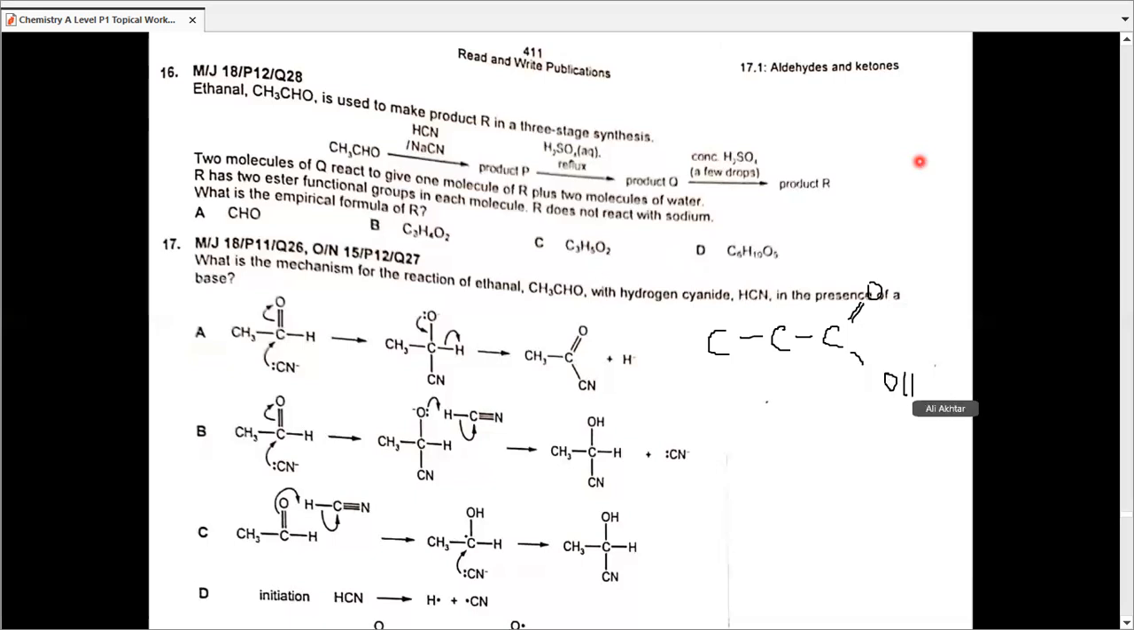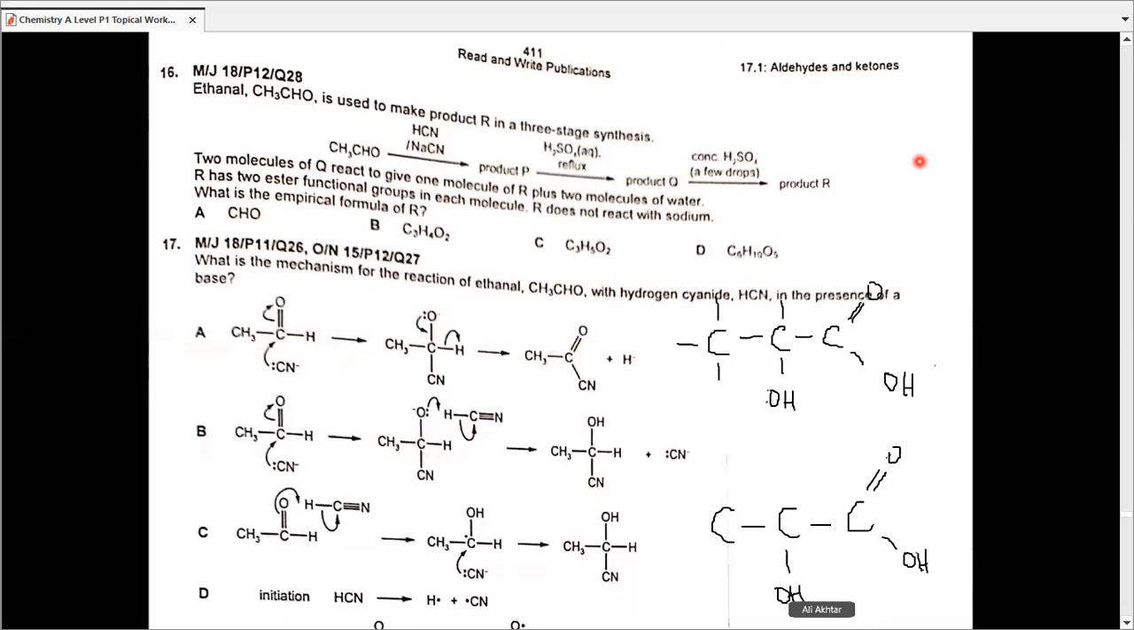And the rest, hydrogen is attached. Understandable. That's exactly what Q is supposed to be. And then we'll have another molecule of Q. So we'll remove the OH from the carboxylic acid and H from the OH, right? Right.